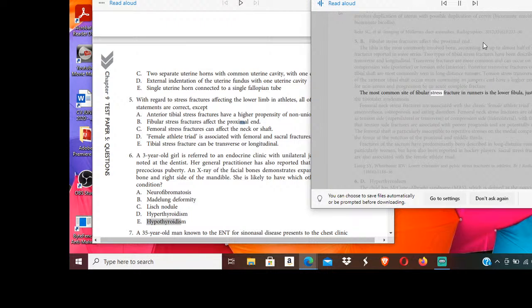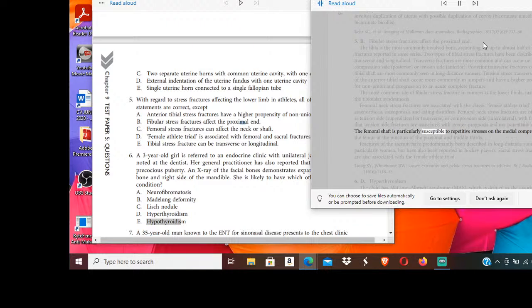The most common site of fibular stress fracture in runners is the lower fibula, just proximal to the tibiotalar syndesmosis. Femoral neck stress fractures are associated with the classic female athlete triad of amenorrhea, osteoporosis, and eating disorders. Femoral neck stress fractures are often classified as tension side, superolateral or transverse, or compression side, inferomedial, with the contention that tension side fractures are associated with poor prognosis and are potentially unstable.